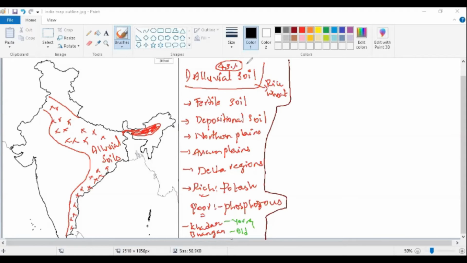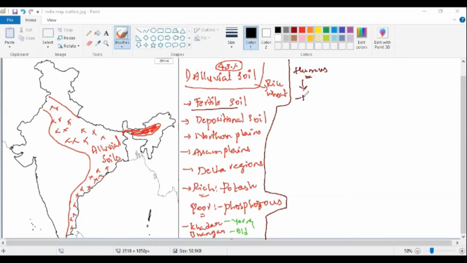Ma'am, is alluvial soil rich in humus or low in humus? Sorry, I didn't get. Humus content. Should we mention it or is it not needed? It's up to you. See, fertile soil means it has humus content. What do you mean by humus content? Tell me. Water retention capacity will be high, ma'am. Yeah, that's right.